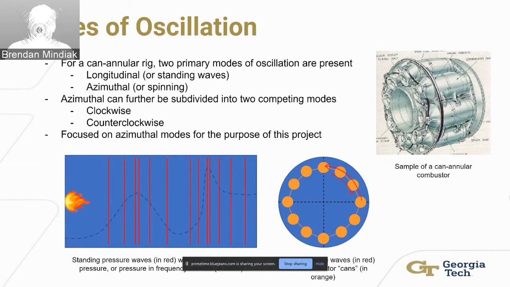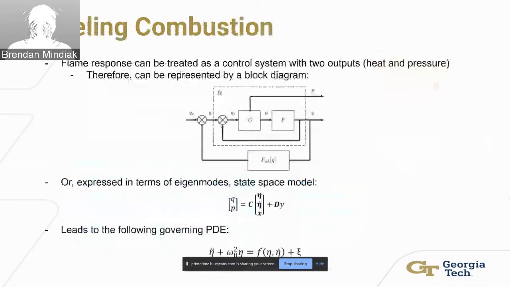And we see areas where there are a lot of high pressure amplitudes at one point, we'll see a pressure spike, which is what I mentioned previously will cause the combustor to fail. So that's longitudinal, but for the purpose of this project, we focus mainly on azimuthal or spinning waves, or the spinning mode of oscillations, which can be broken down into clockwise and counterclockwise. That's a little more difficult to show in terms of standing pressure waves, but that's what we focus on in this project.